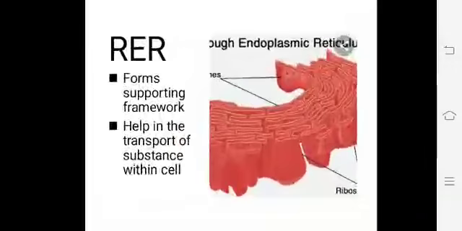Next one, endoplasmic reticulum. What is the structure of the endoplasmic reticulum? It is a network of folded double membrane, like channels. If you see the structure of the plant cell and animal cell, from the surrounding of the nucleus we can find the endoplasmic reticulum. This endoplasmic reticulum extends from the nucleus to the cell membrane, from the nuclear membrane to the cell membrane.